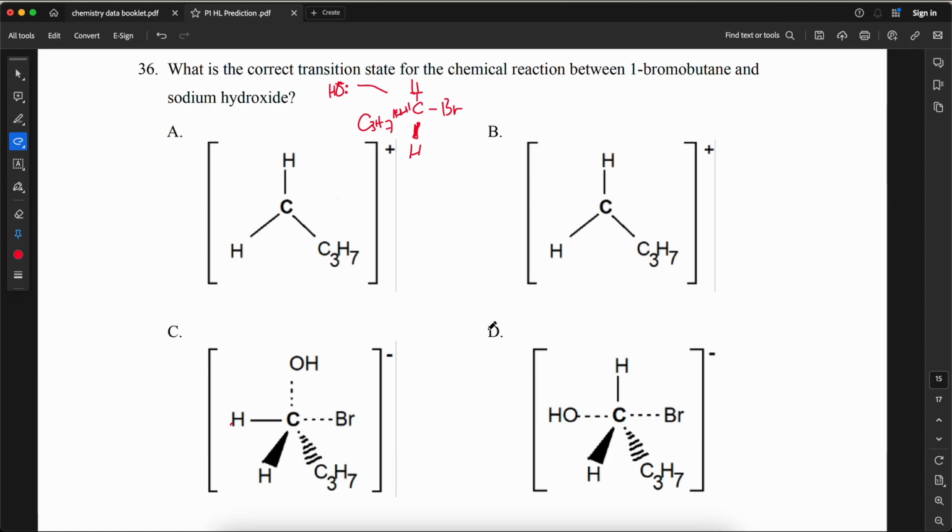Okay, so the answer is D. OH should be right here and should be a dash line. This one, there is no OH, there is no H, Br, and both A and B are incorrect answers. But for C, it should be on this side and this side, so OH and Br, so it's not on this side.